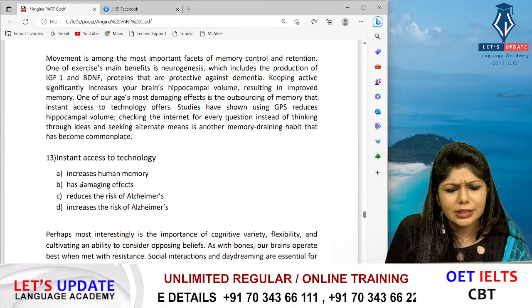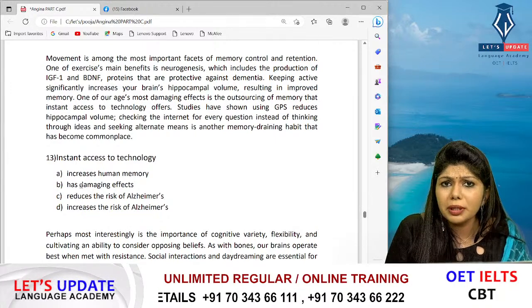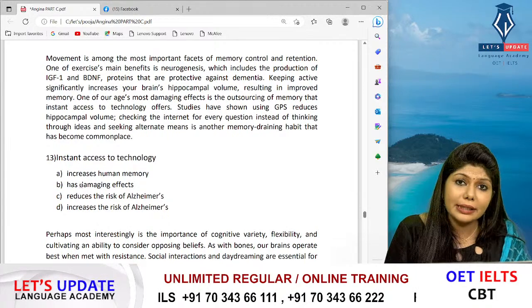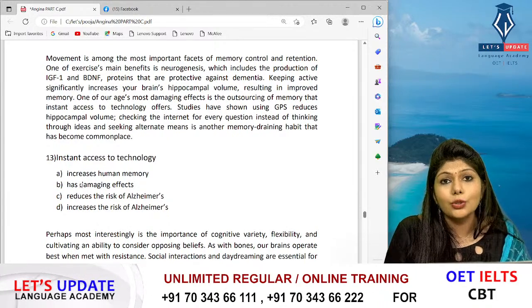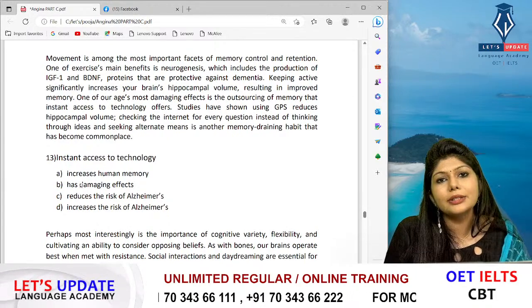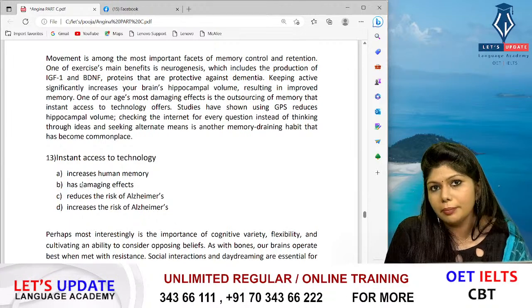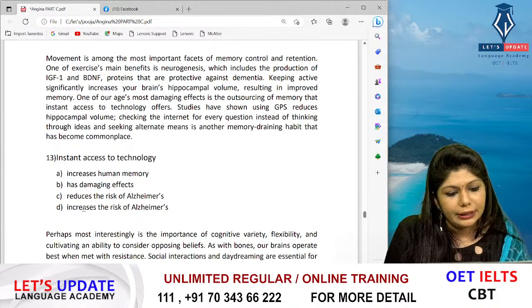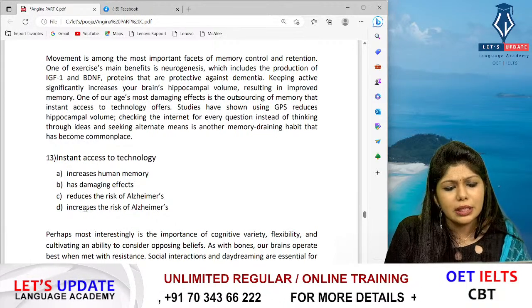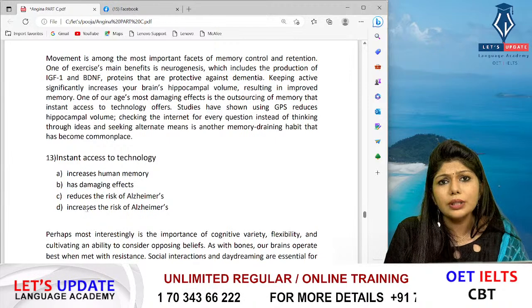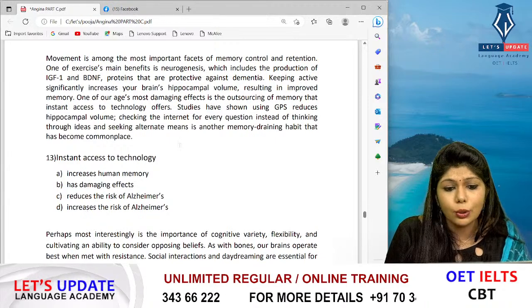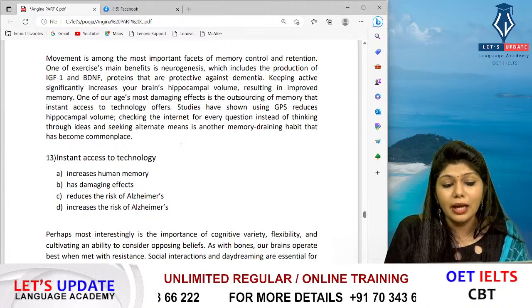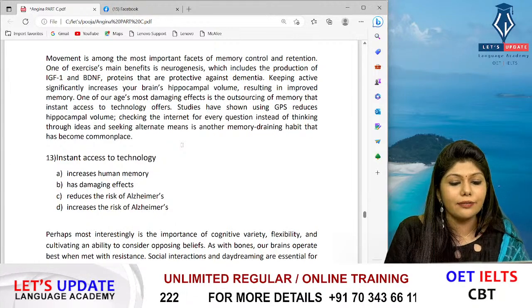And the instant access to technology, does that increase human memory? No, definitely not, because they are giving answers to all your questions. So in no way is it going to improve your memory. Okay. So and look at C, reduces the risk of Alzheimer's? No. How does it reduce the risk of Alzheimer's? That is also definitely not mentioned in the paragraph. And look at option D, increase the risk of Alzheimer's.